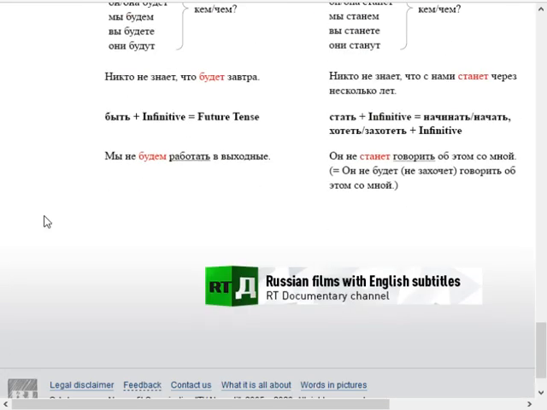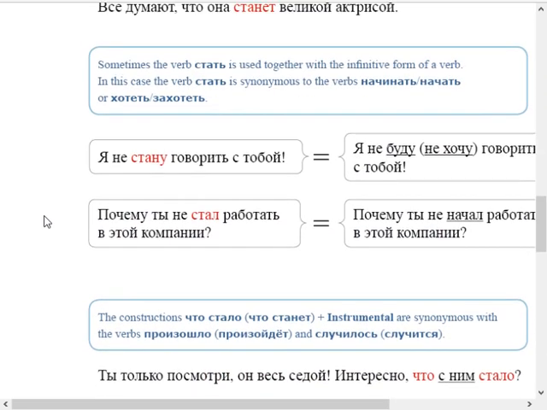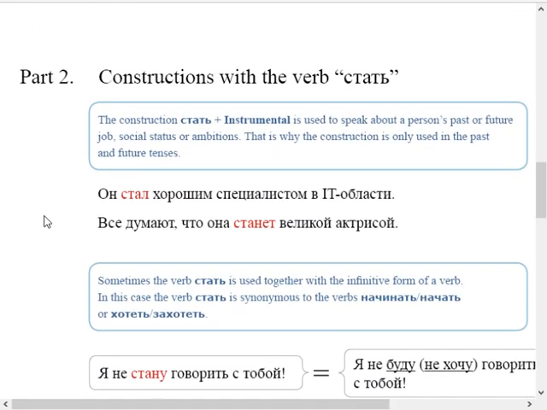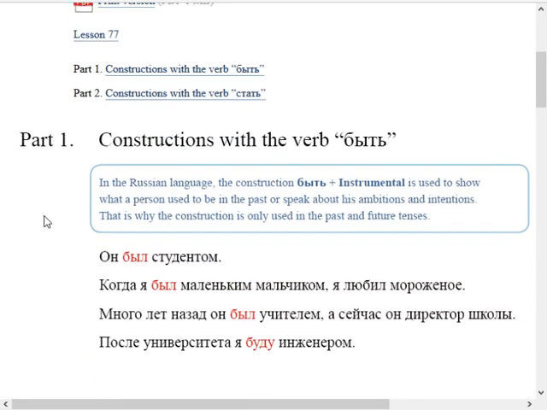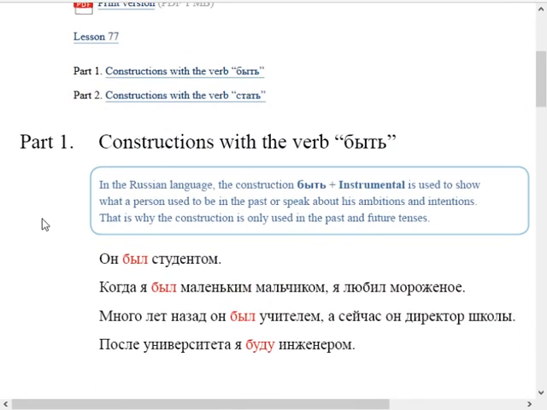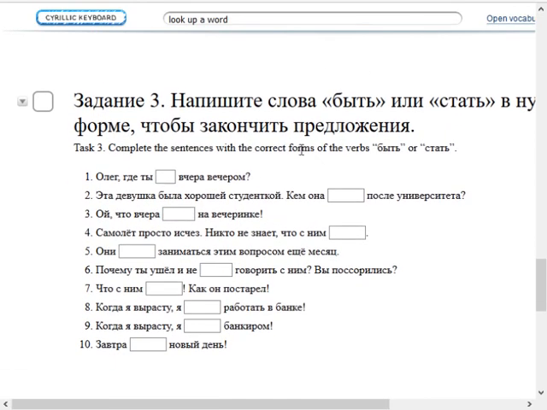So yeah, I am not going to read all of this, but basically, hopefully, it's pretty clear. Again, стать, become, стал, became, быть, be, был, was, and буду, will be. Okay, exercise 3. Complete sentences with different forms, or the correct forms of the verbs быть or стать.